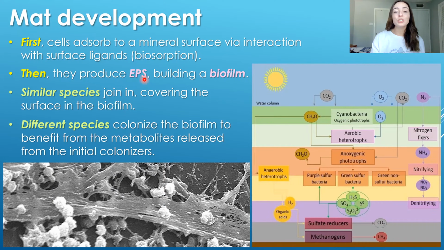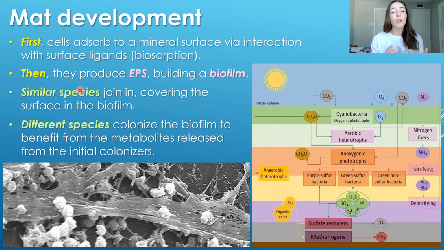This EPS, which stands for extracellular polymeric substances, eventually builds a biofilm. This community is adhered in this matrix of EPS, which builds into a biofilm, and the film eventually covers the entire mineral surface. Similar species to those initial colonizers begin to infiltrate the biofilm because they are like, look, we're eating the same things as you, and we want to also reap the benefits of this mineral surface and your biofilm and all of these yummy compounds.